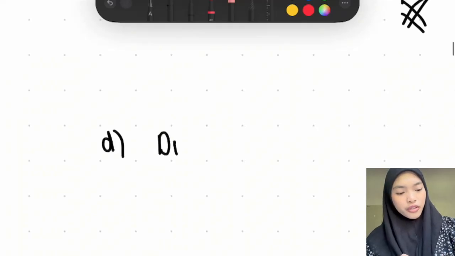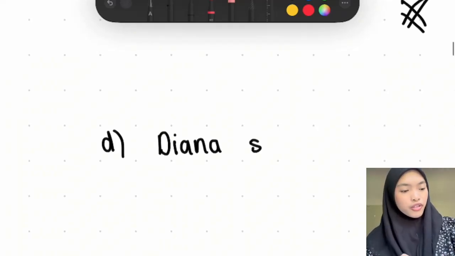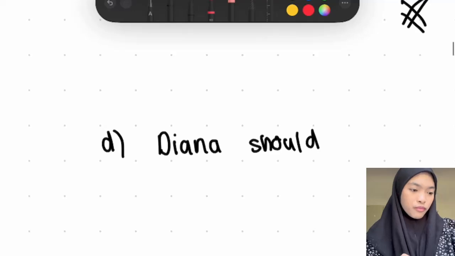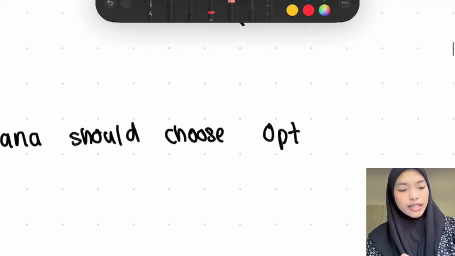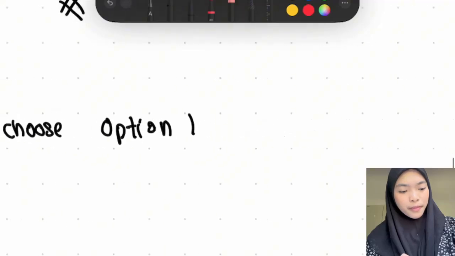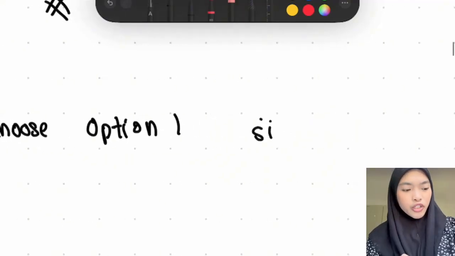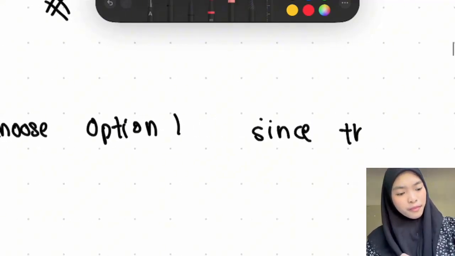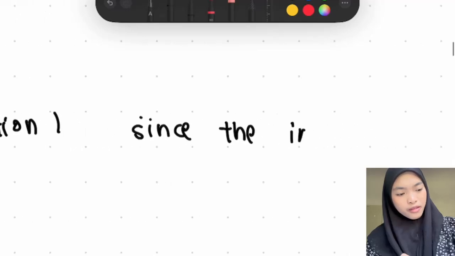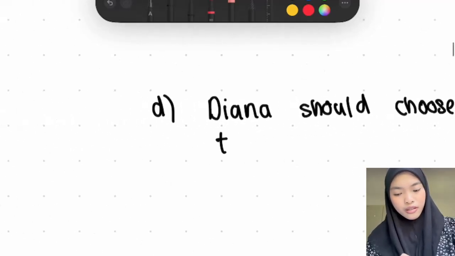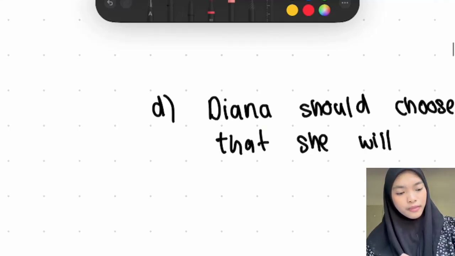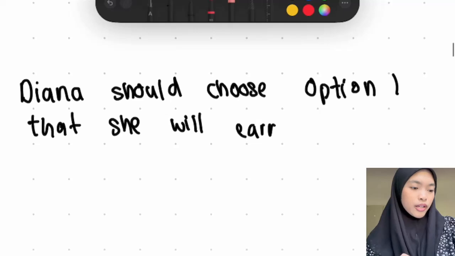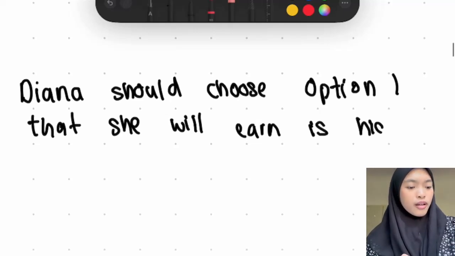Diana should choose option 1 since the interest that she will earn is higher than option 2.